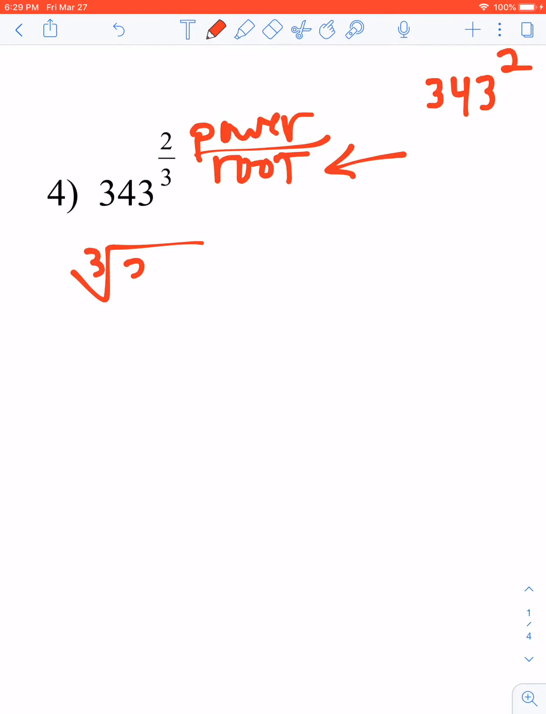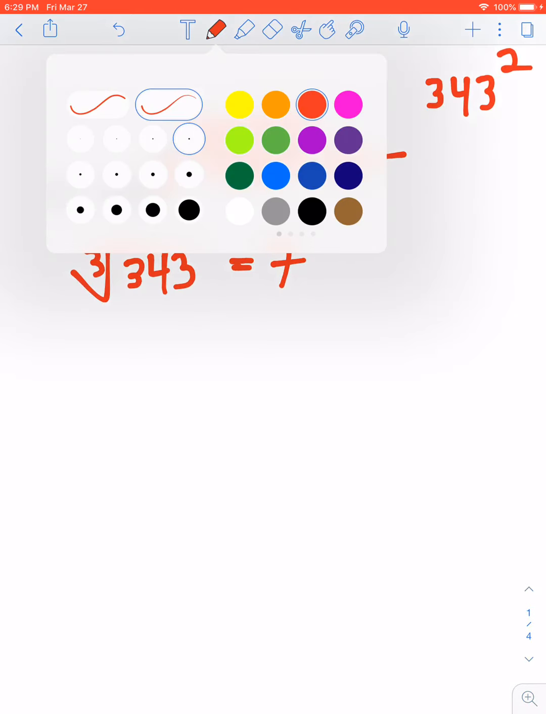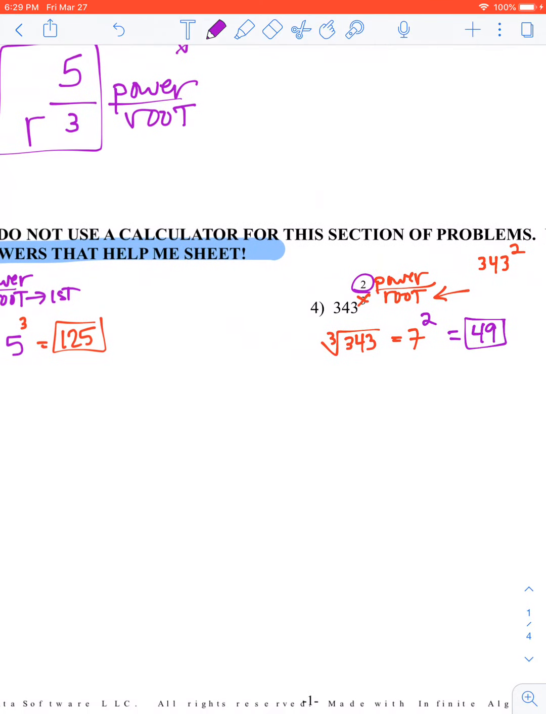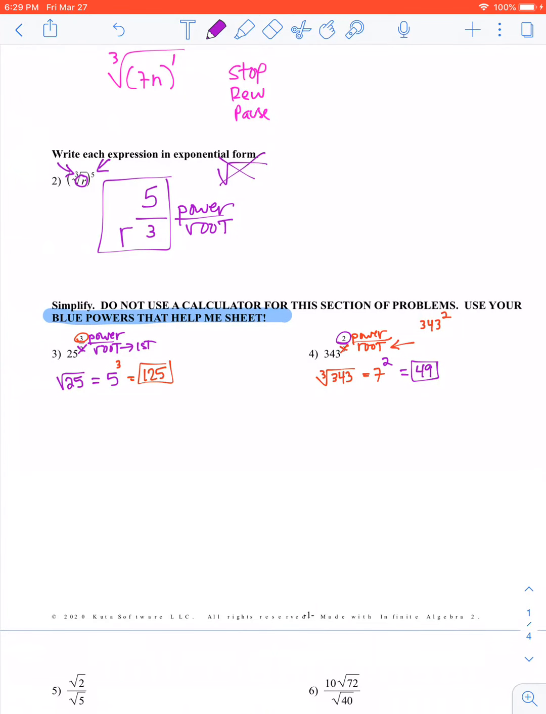We're going to take the cube root of 343. So look in your cube root list. And the cube root of 343 is 7. So we've taken care of the cube root. Now we take care of the power. And 7 squared is 49. And that's how I would complete that section without a calculator.